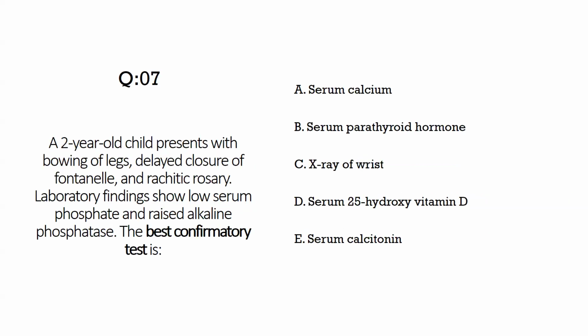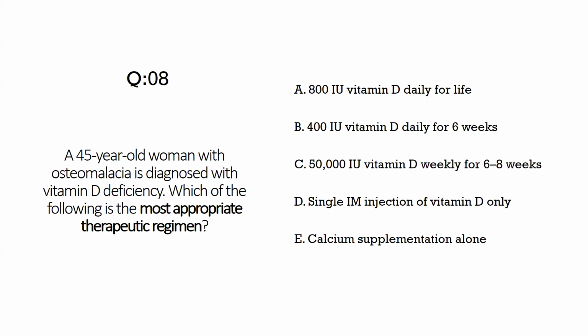Question number seven: a 2-year-old child presents with bowing of legs, delayed closure of fontanelle, and rachitic rosary. Laboratory findings show low serum phosphate and raised alkaline phosphatase. The best confirmatory test is option A, serum calcium, option B, serum parathyroid hormone, option C, X-ray of wrist, option D, serum 25 hydroxy vitamin D, option E, serum calcitonin. D. Yes, D is the right answer as we are suspecting deficiency of vitamin D.